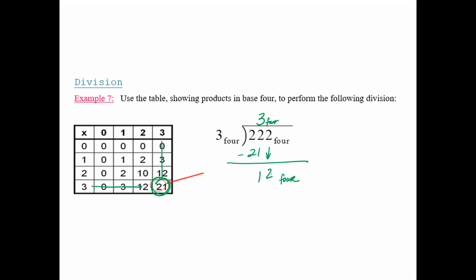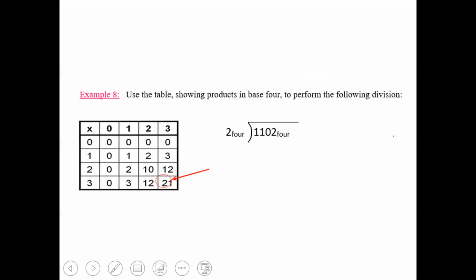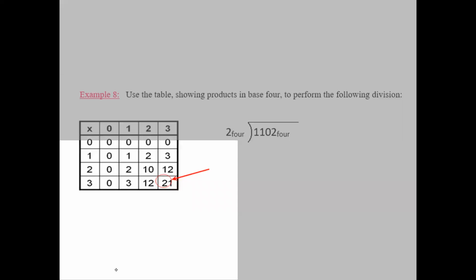So then from here, what you're going to do is you look for 12. 12 is right there. That's 2, 3. We have the 3 here, so you put a 2, which will give me a 12. So my answer here is 32, 4. I'm going to have you guys try example 8 on your own.